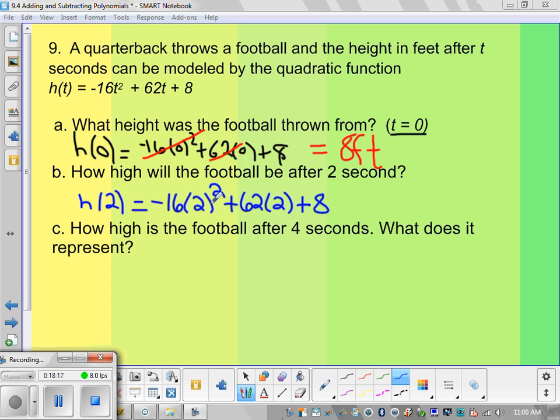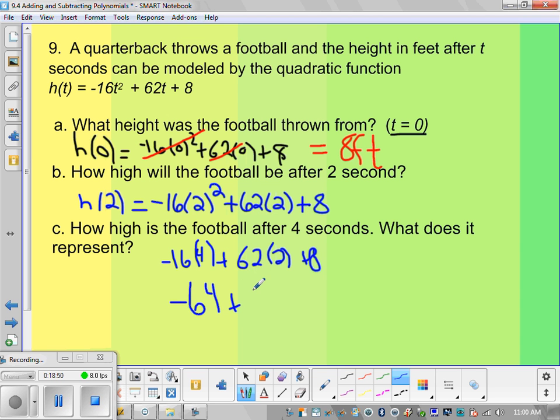If we now do order of operations and we take care of our exponents first, 2 squared is 4. That leaves us with negative 16 times 4 plus 62 times 2. Next, I can go ahead and do the 2 multiplication problems. That would be negative 64 plus, excuse me, 62 times 2 is 124 plus 8.